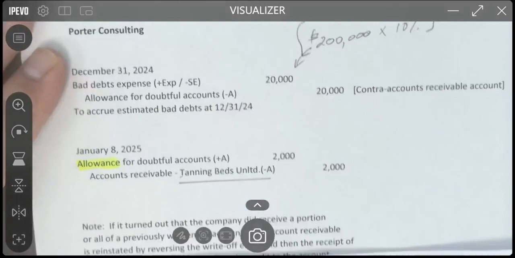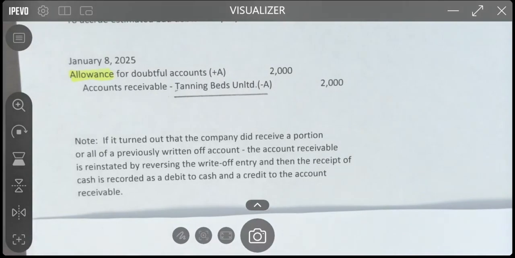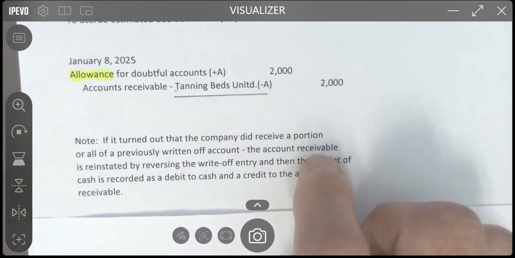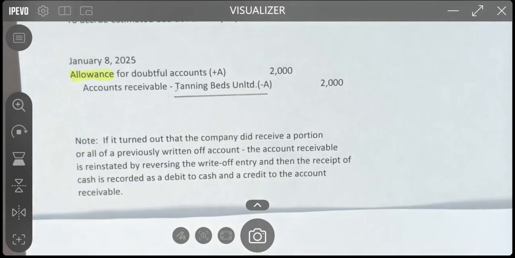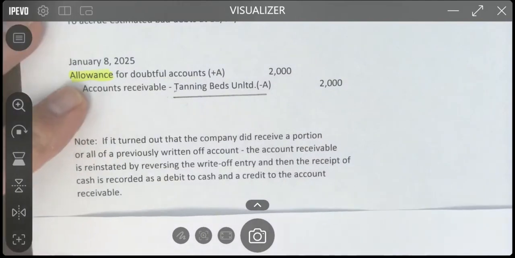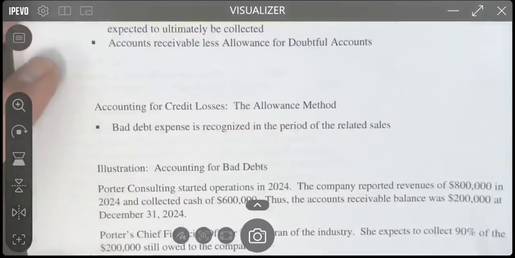All right. And that's the accounting for accounts receivable. Now, I added a little note here for your information. If it turned out that the company did receive a portion or all of the previously written off account, what we do is we simply reinstate the accounts receivable by reversing that, and then debit cash and credit accounts receivable for the amount we actually did receive. And then we no longer have that legal claim to the $2,000. And so we zero out the account receivable.